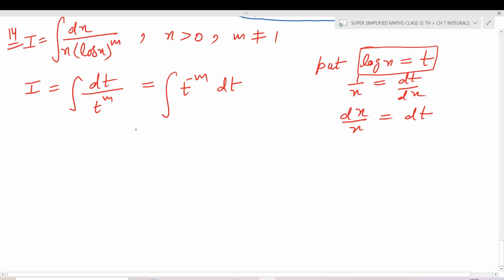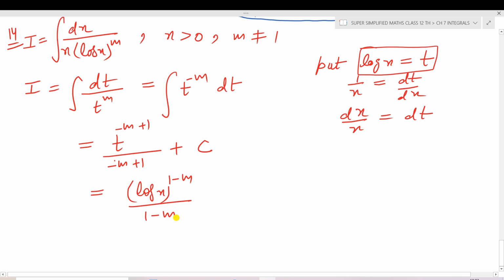So now what is the integration of this term? t raised to the power minus m plus 1 upon minus m plus 1 plus a constant of integration. And you can substitute back t by log x later on. So you can write it as (log x) raised to the power 1 minus m upon 1 minus m plus a constant of integration, and this is your answer.